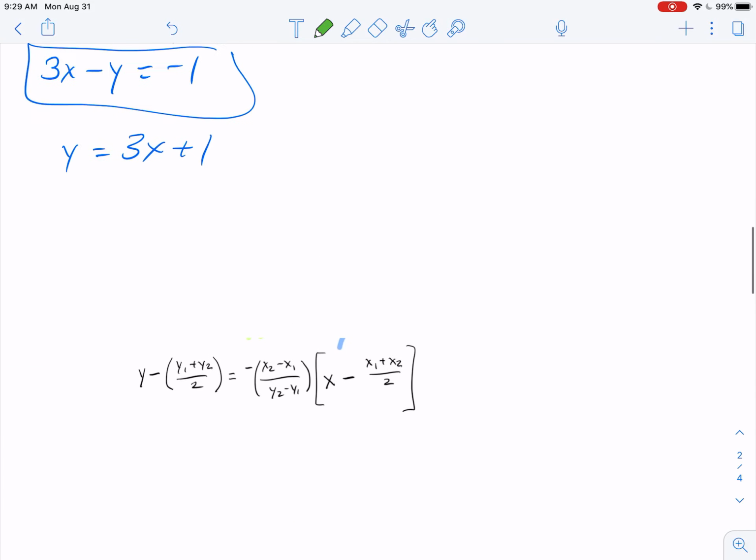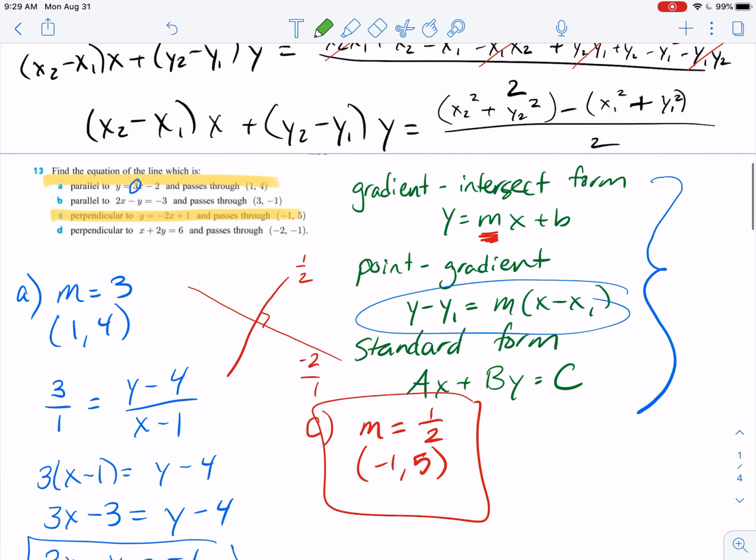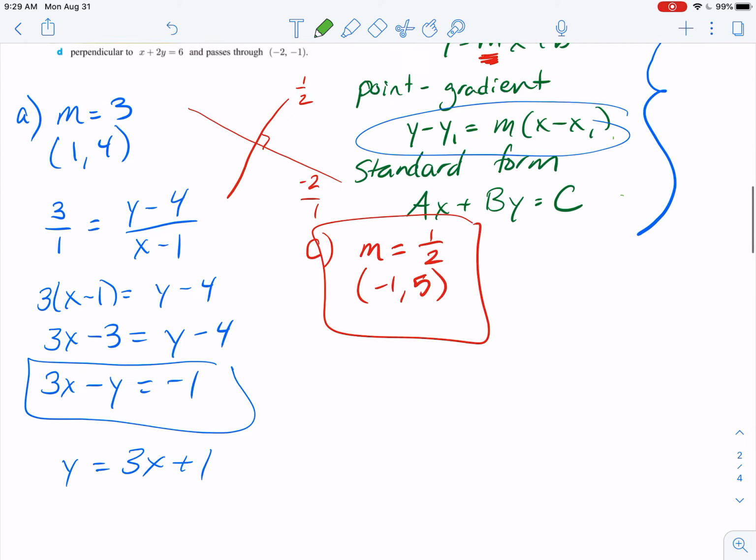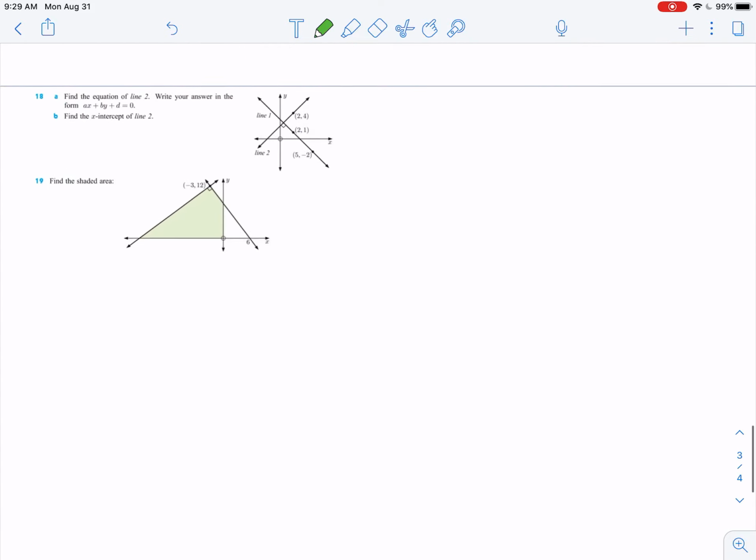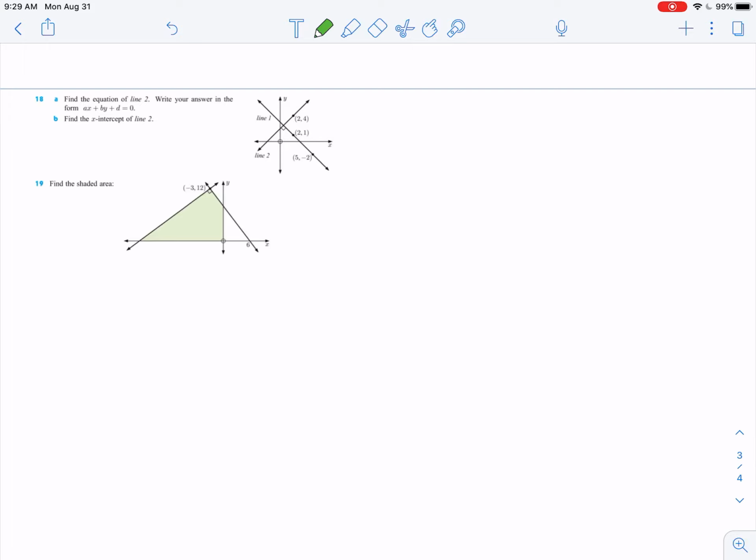A second ago, way back here, they just said find the equation of the line, which is... So we had a choice of which version we wanted to come up with. This one, they're telling you, and this is what I see IB do more often, is they'll say, write it in this form. Okay, so find the equation of line 2.